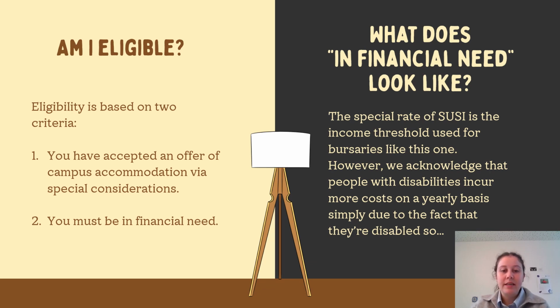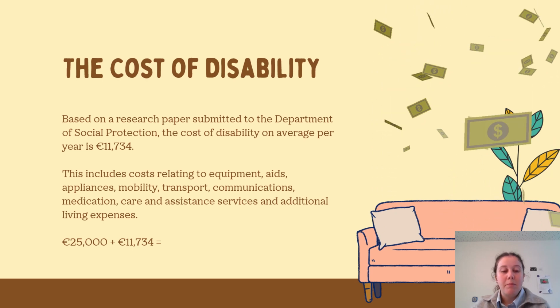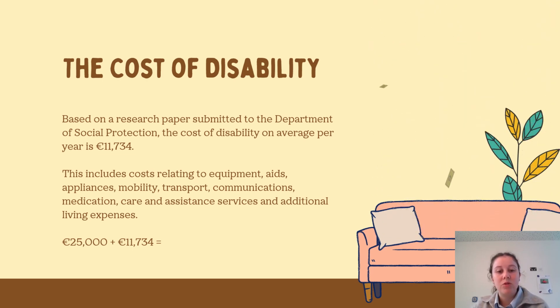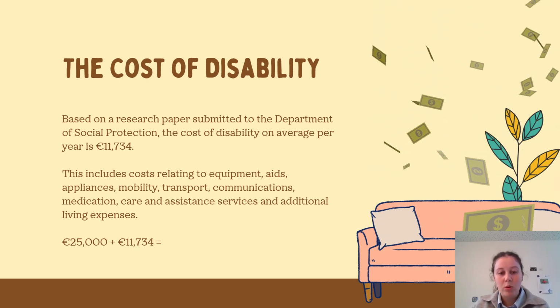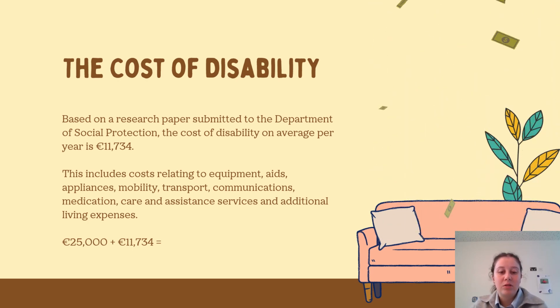The special rate of SUSI is the income threshold used for bursaries like this one. However, we acknowledge that people with disabilities incur more costs on a yearly basis simply due to the fact that they're disabled. So, the cost of disability. Based on a research paper submitted to the Department of Social Protection, the cost of disability on average per year is €11,734. This cost includes costs relating to equipment, aids, appliances, mobility, transport, communications, medication, care and assistive services, and additional living expenses.